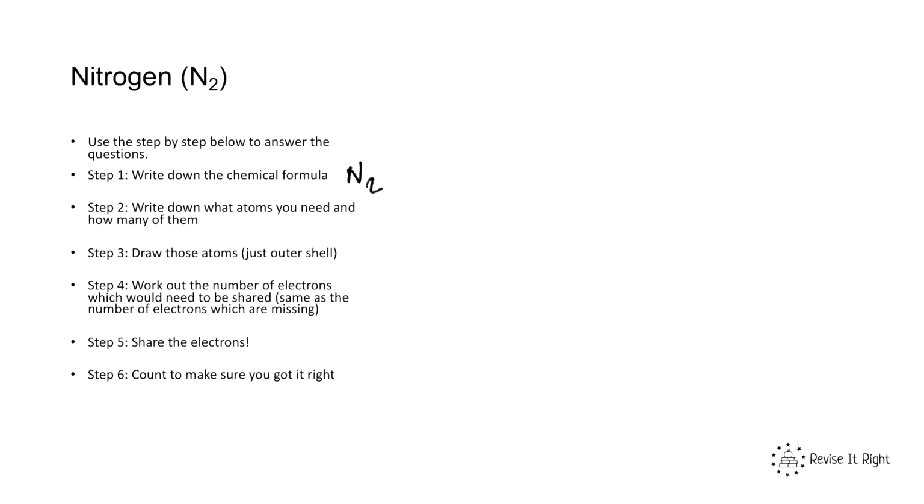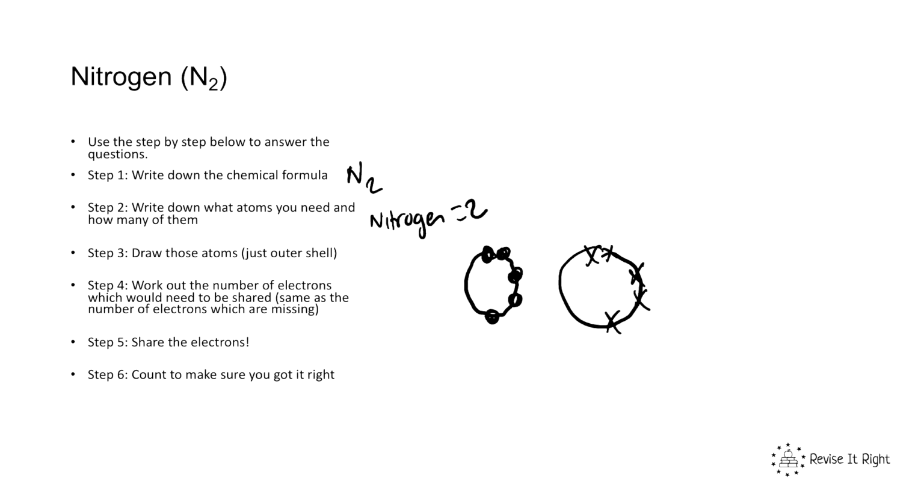Write down what atoms you need and how many. So we need nitrogen and we need 2 of them. Draw those atoms, just the outer shell. Okay, so we know that nitrogen is in group 5, so therefore it's going to have 5 electrons in the outer shell. And we're going to draw the second nitrogen, and that's also going to have 5 electrons in the outer shell.